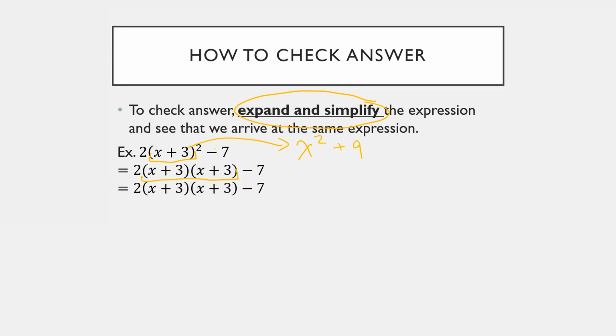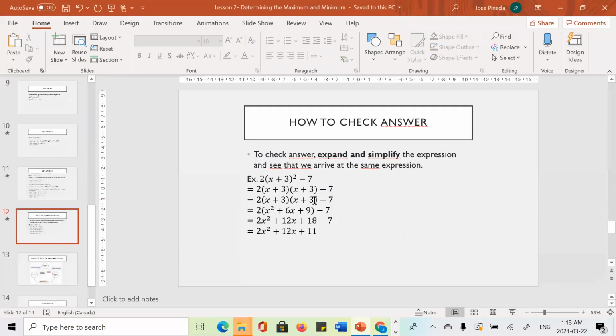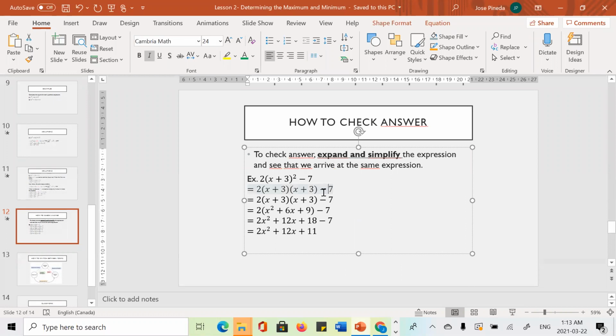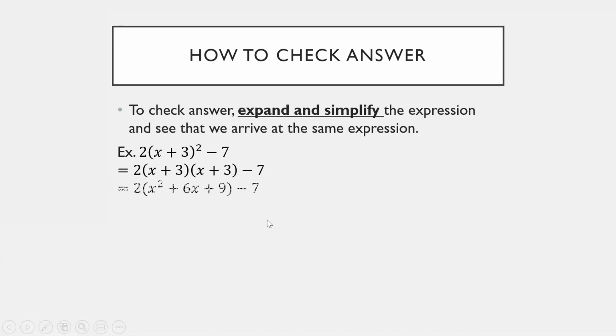So what we're going to do is expand this out. So we have x plus 3 times x plus 3, which becomes 6x. And by the way, I shouldn't have put it twice, so let me just erase that. Let me erase it here. So we have x plus 3 times x plus 3, which is x squared plus 6x plus 9.